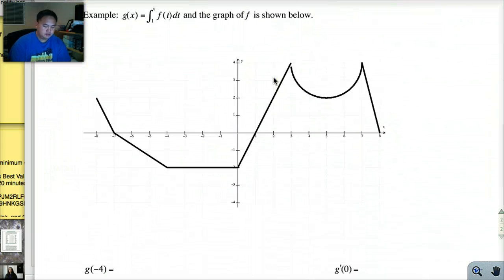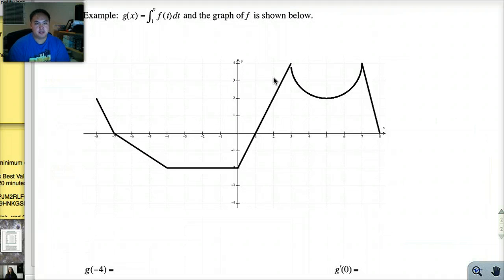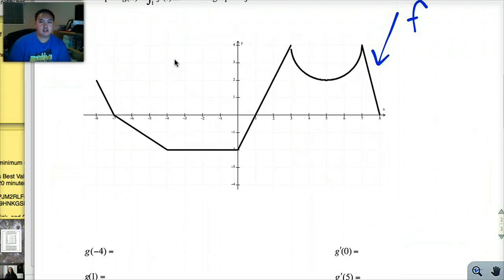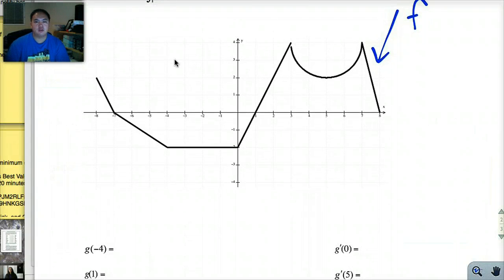Now, a little trickier. Here's a sample problem that I'm pretty sure you'll see on the AP exam. It says g of x is equal to the integral from 1 to x of f of t dt. And this right here is a graph of f. So just in case you forget, this is a graph of f. But the questions and what they give us is g. So the first question they give us, it says, what's g of negative 4? Okay, g of negative 4.